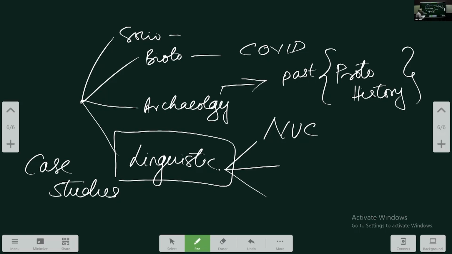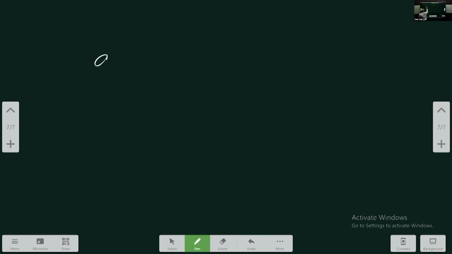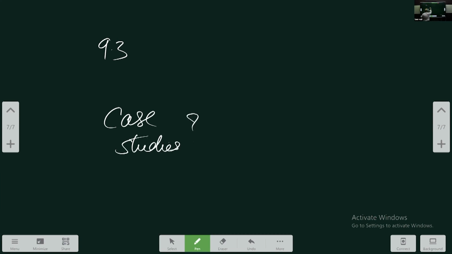Now, where do we get case studies for topics like this? In fact, the case studies for this topic and case studies for 9.3 in paper 2, role of anthropology in tribal and rural development. For all of these, there is no correct answer. You just need to support your answer with good case studies. Where do you get these case studies?